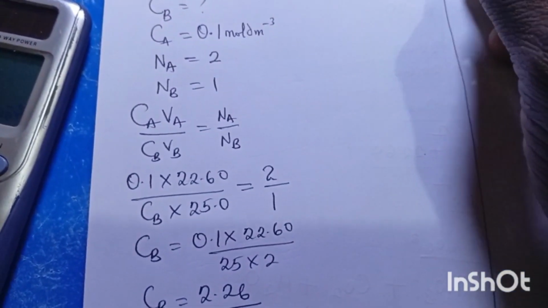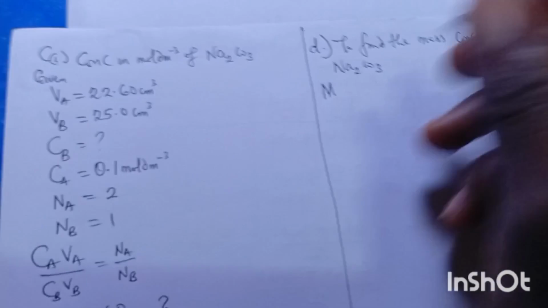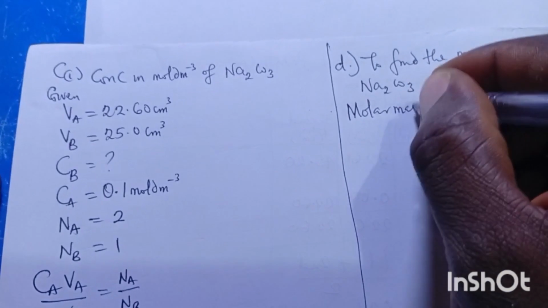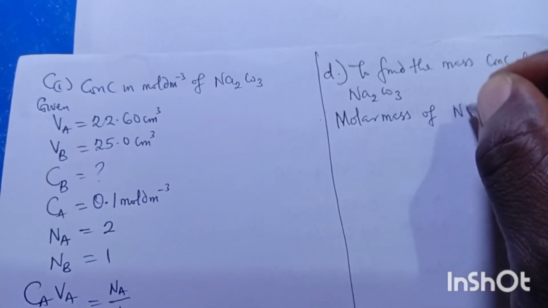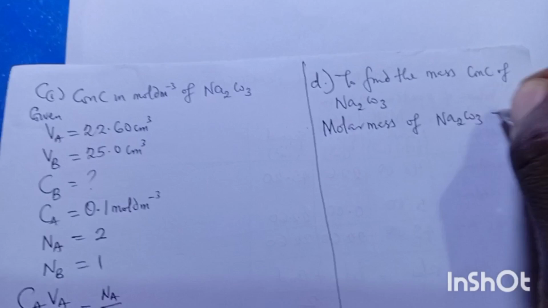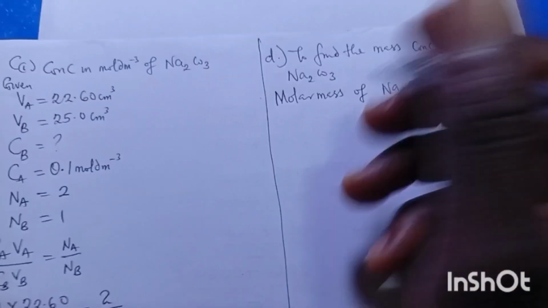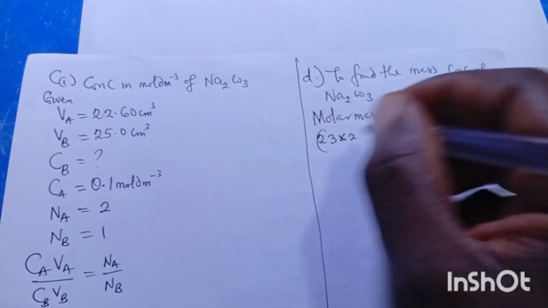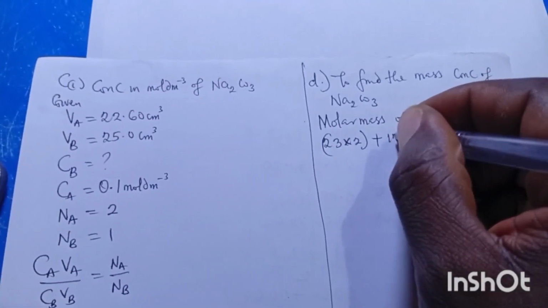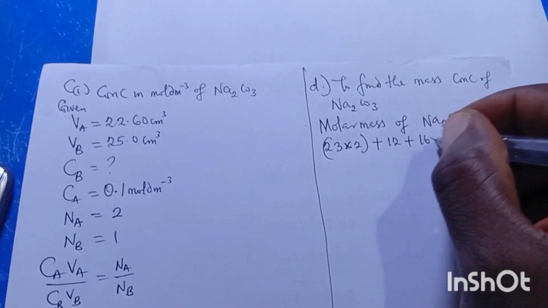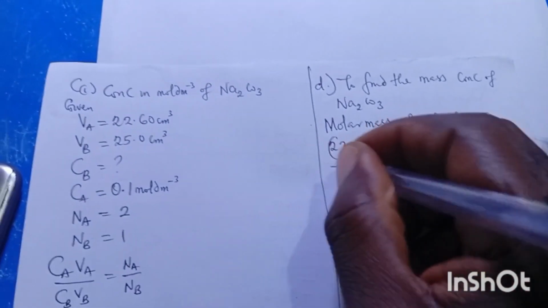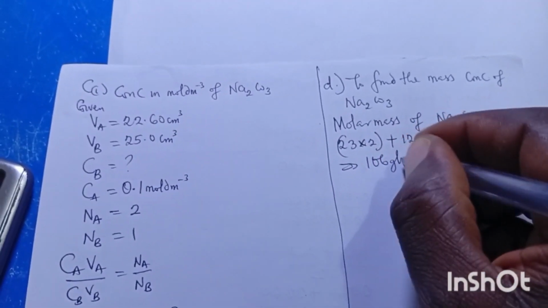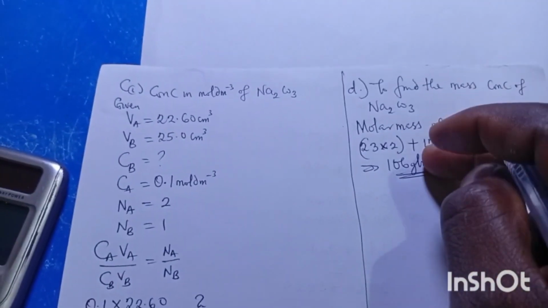So let me start by finding the molar mass of Na2CO3. I want to break it down because this is a classroom. So sodium is 23, and 23 times 2, plus carbon is 12, plus oxygen is 16 times 3. If you sum up everything together, you are going to get 106 gram per mole. So that is the molar mass.